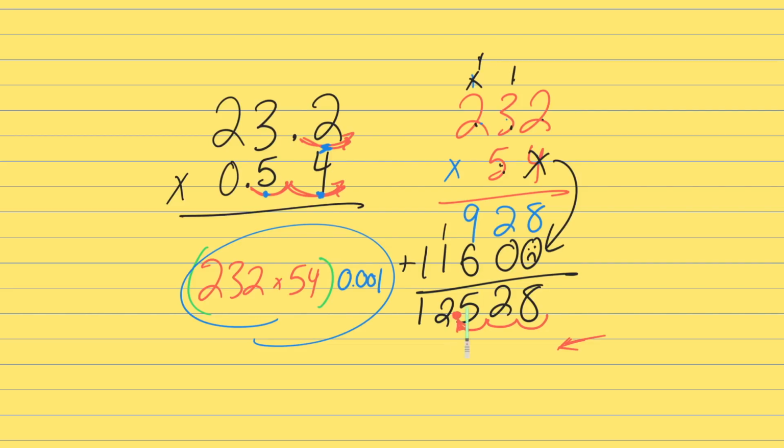Is it reasonable? Let's look back here. So if we think about it, 23.2 is about 20. 0.54 is about half. So half of 20 is 10. 10 is close to 12, so I am reasonable.